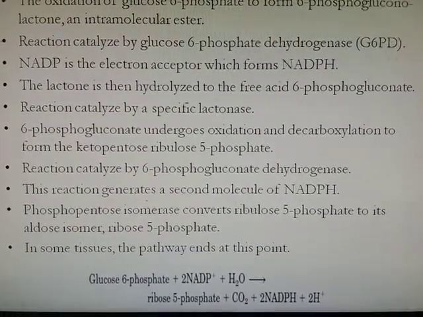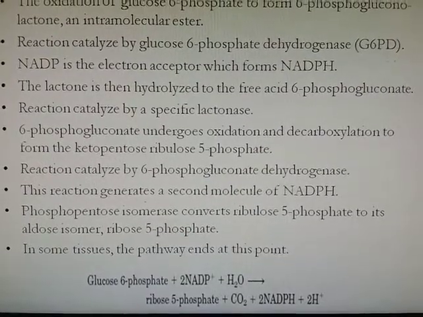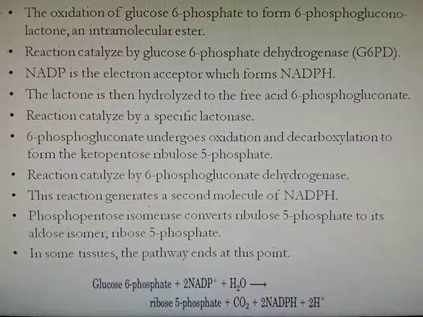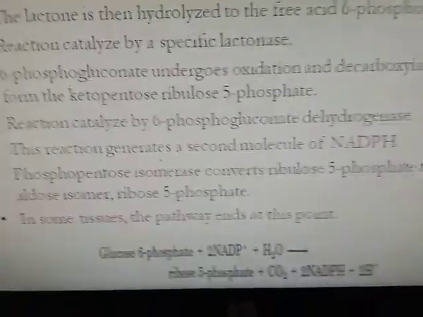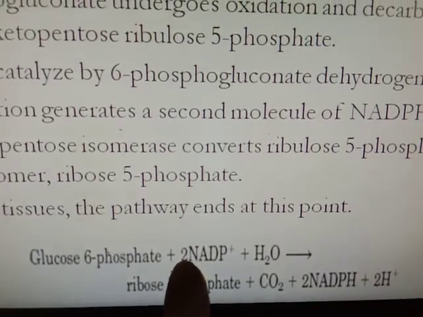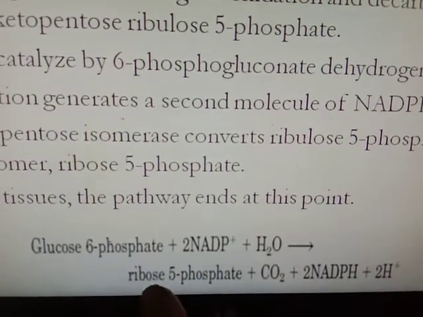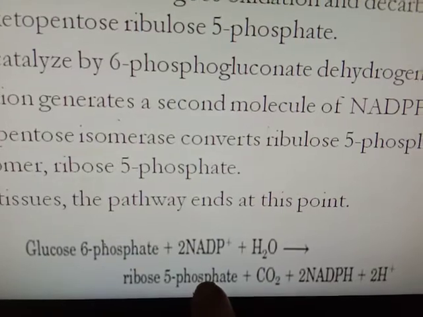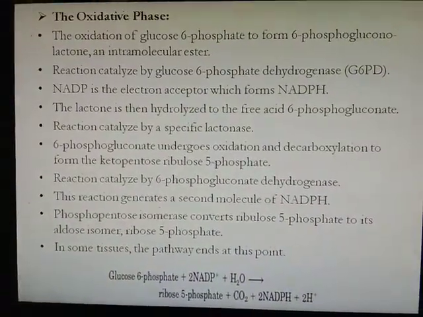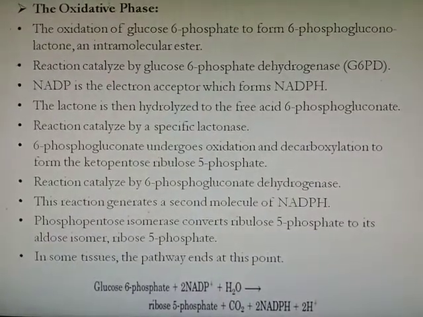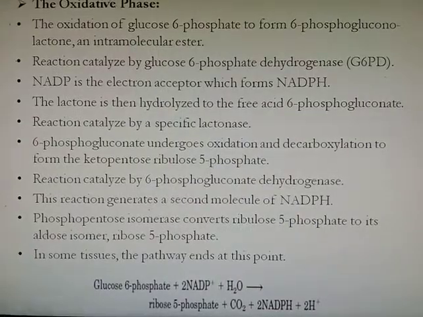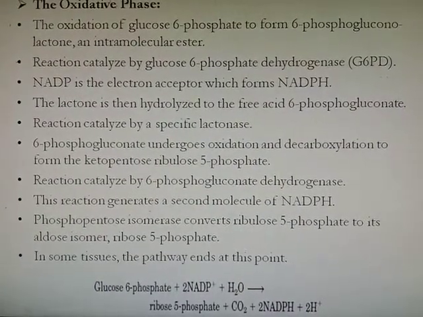In some tissues, the pathway ends at this point. Means at the oxidative phase, you get 2 NADPH and ribose 5-phosphate. Okay, the general reaction is glucose 6-phosphate plus 2 NADP plus H2O forms ribose 5-phosphate, which is a pentose sugar, and 2 NADPH. In most of the tissues, this pathway ends here, but in some tissues it goes from here to the non-oxidative phase.